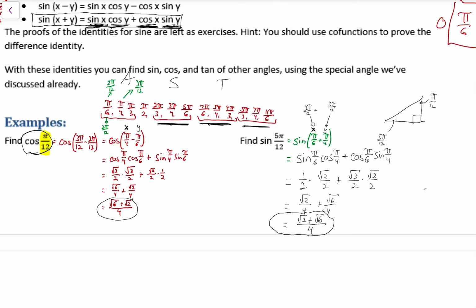Tangent is positive, and then in the fourth quadrant, cosine is positive and the others are negative. So you will have to use that in some of these.